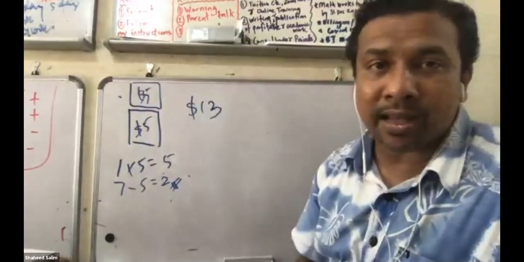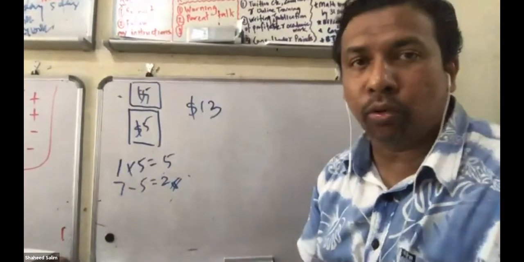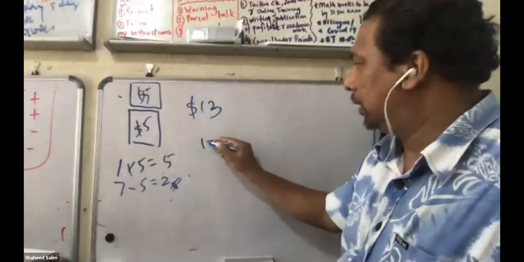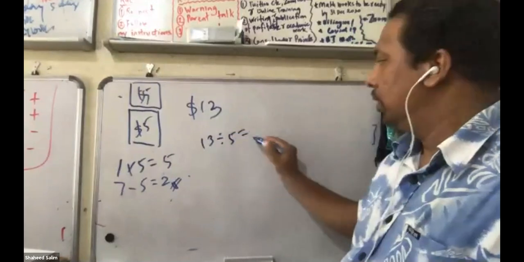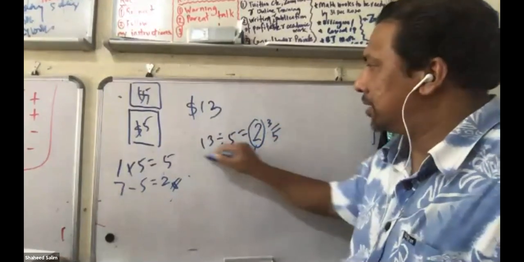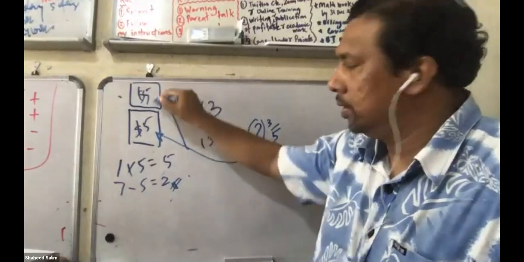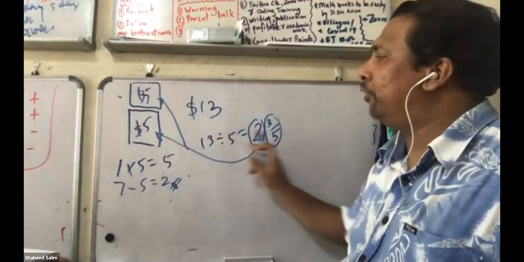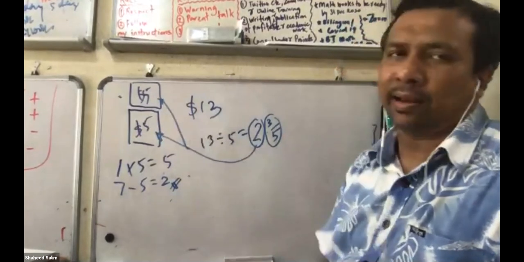So now the question is asking, how many packets can you give? Answer is 2. How to get 2? 13 divided by 5. You get 2, 3/5. This 2 is the number of packets. Then this 3/5 is what? That means the money is enough to fill up only 3/5 of the packet.